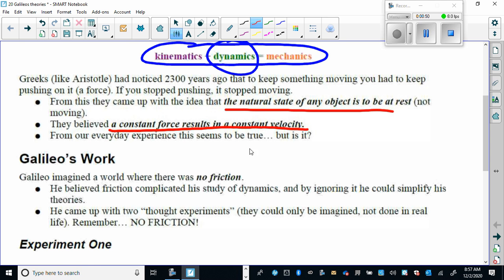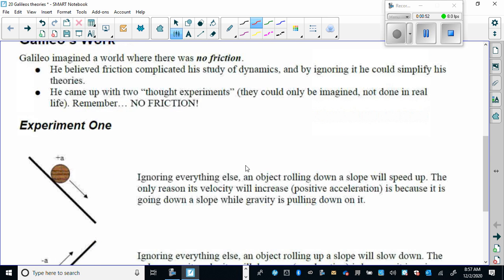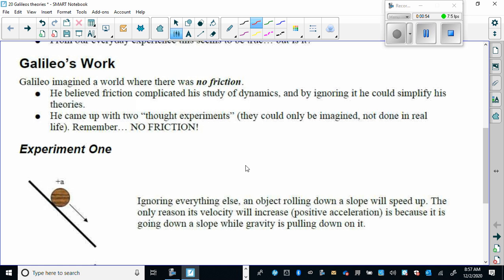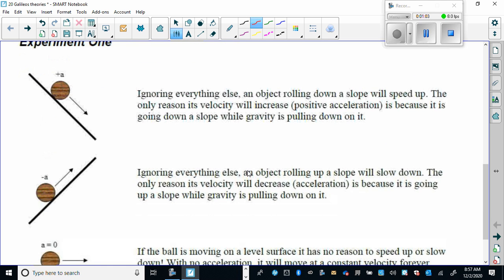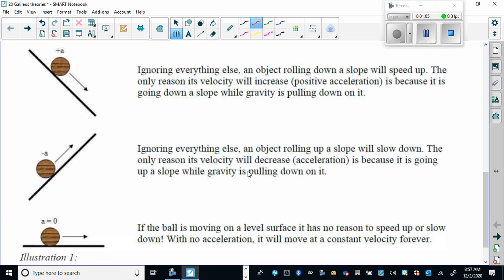Thanks to the work of Galileo, who said to himself, well, I want to do all my work in a world where there's no friction, because friction makes everything complicated. And he did some brilliant reasoning, and here's a simple but very powerful one. If you've got an object here, this ball rolling down the slope, it's going to accelerate. Why? Because gravity's pulling down on it.